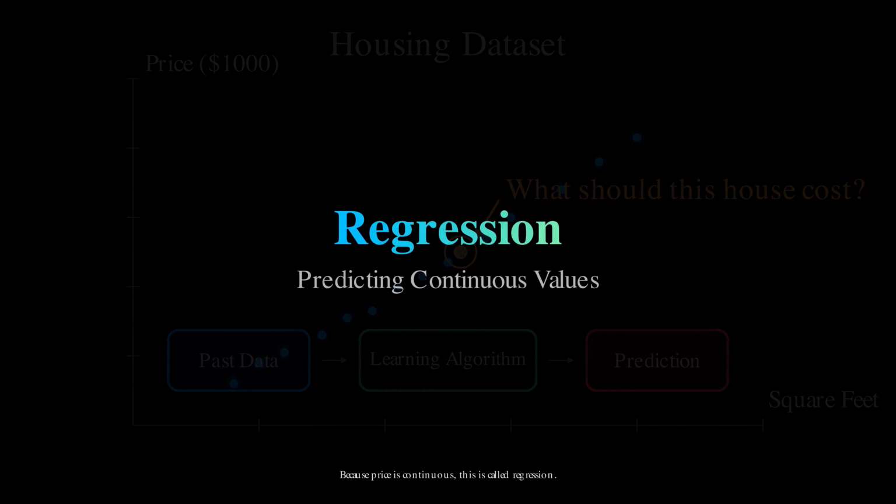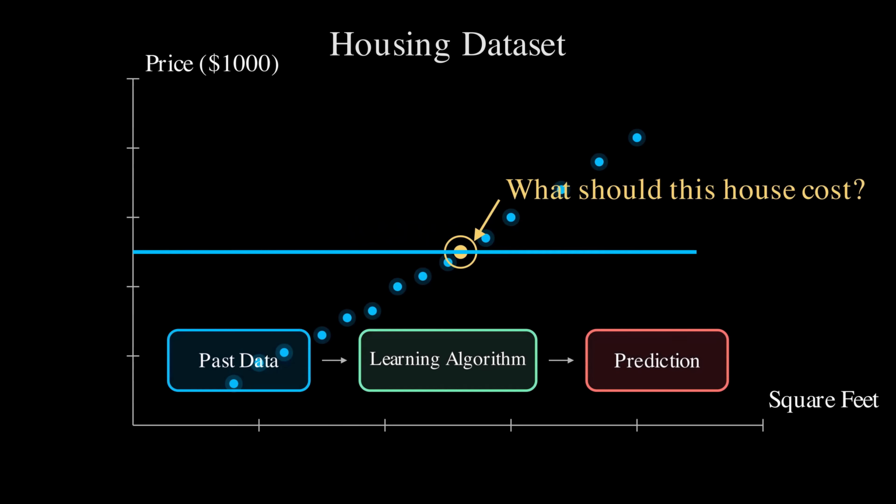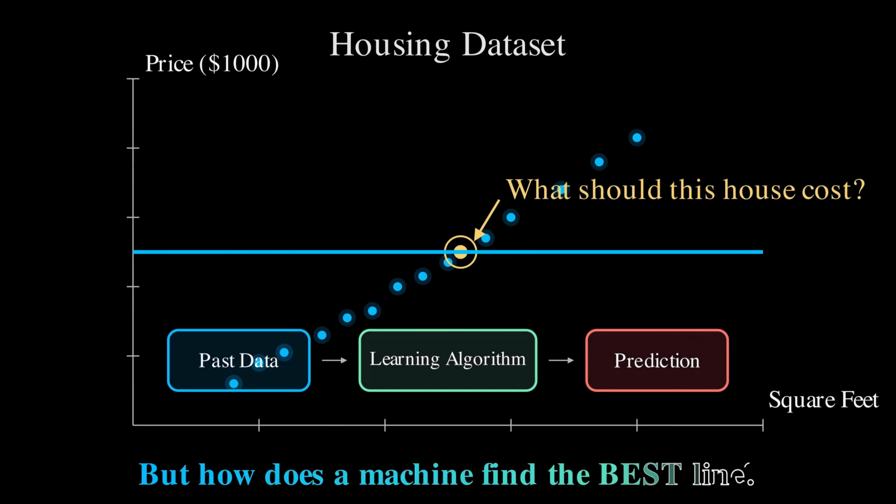Because price is continuous, this is called regression. Regression predicts numerical values like prices, temperatures, salaries, or stock values. But how does a machine find the best line? And that question leads us to the core of linear regression.